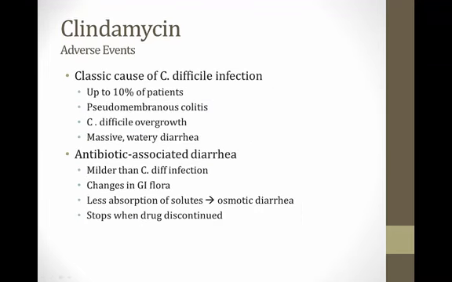The most important side effect of clindamycin to know about is diarrhea. So it is a classic agent to cause C. difficile infection. Up to 10% of patients who take clindamycin get a C. diff infection. C. diff causes pseudomembranous colitis. It's from C. difficile overgrowth in the colon when you change the bacteria in the gut by administering this antibiotic, and it results in massive watery diarrhea in someone who's been placed on clindamycin.